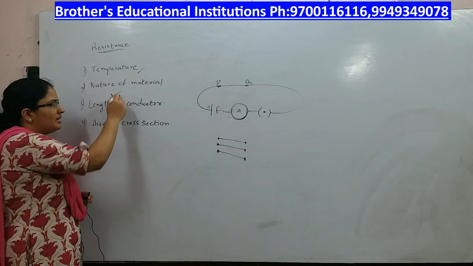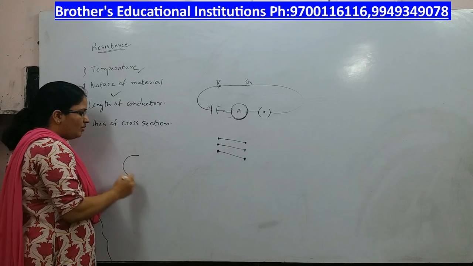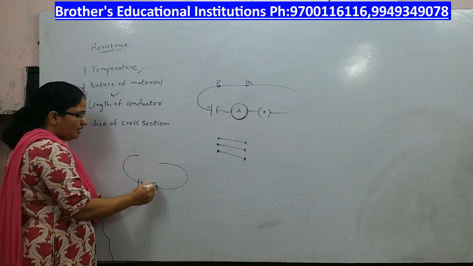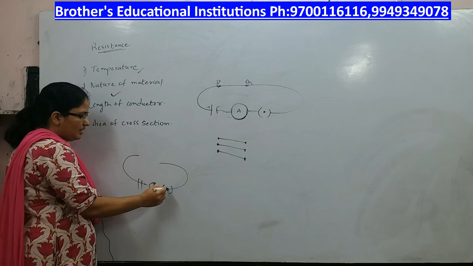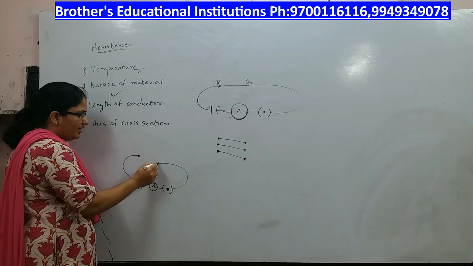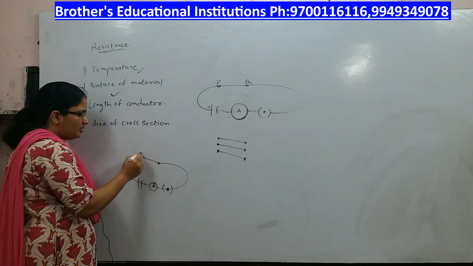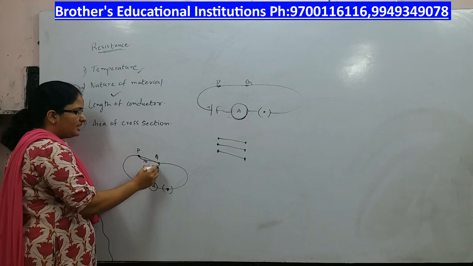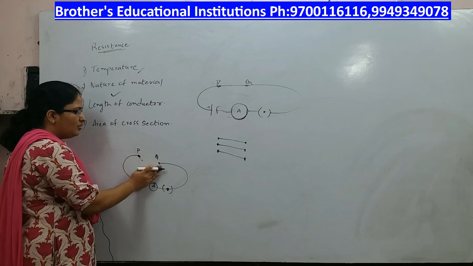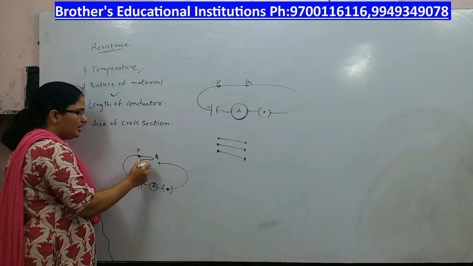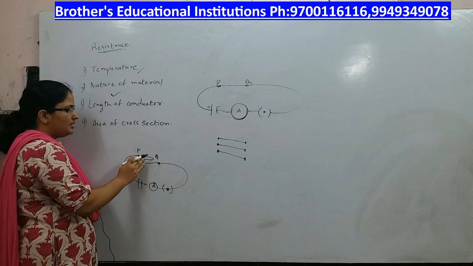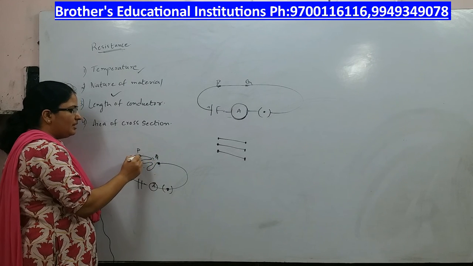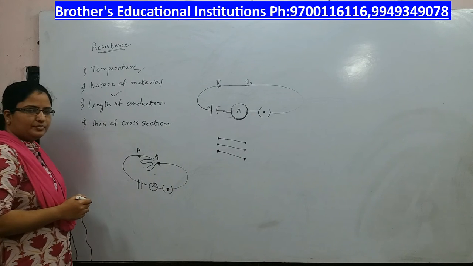Next, length of the conductor. Next time, take the same circuit and take different lengths of copper wire. Let us say first you take 10 centimeters, next take 20 centimeters, next take 30 centimeters and attach it between these two wires. Next time I am taking 20 centimeters, third time let us say 30 centimeters, and I am placing it between the gap like this.